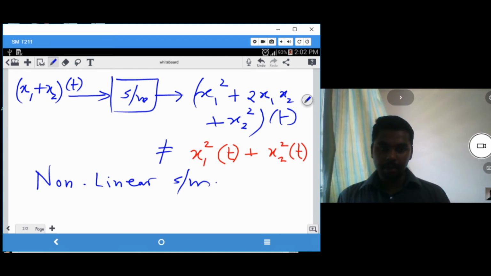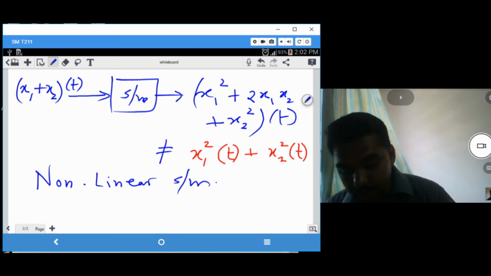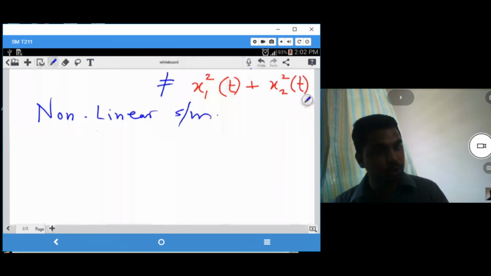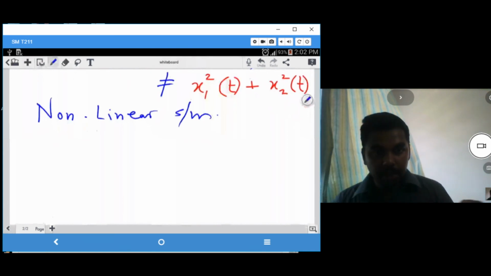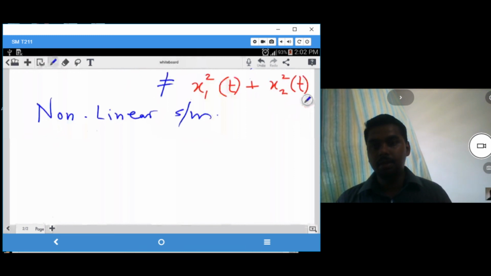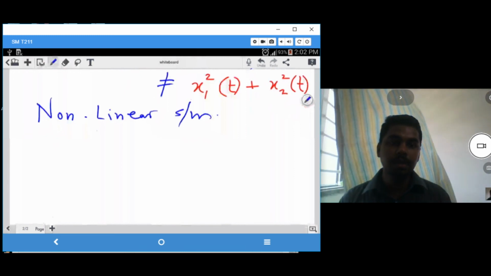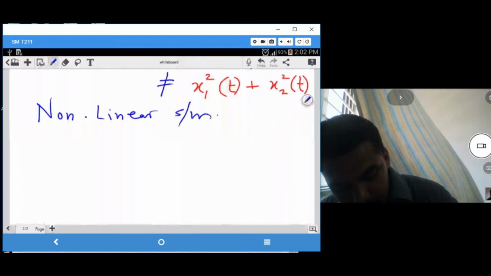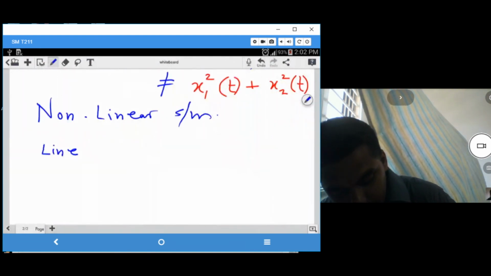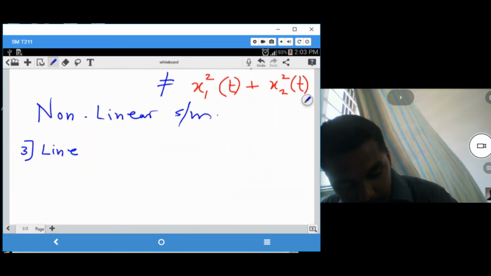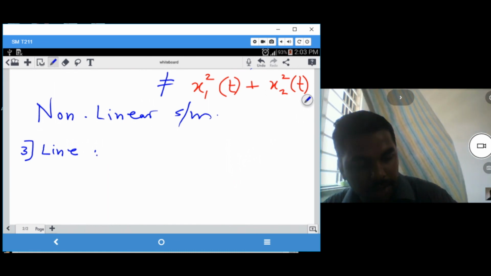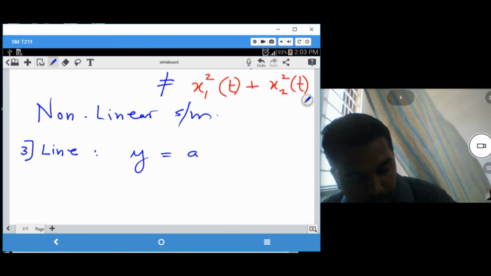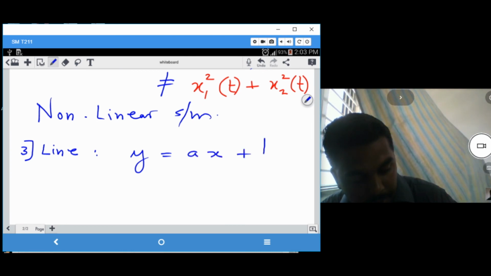Now let us come back to the definition of linearity once again. We define linearity to be composed of additivity and homogeneity. And we defined that the term linear is derived from its base word line. So let us take the equation of a line here. So this is our third example. We are going to make a system look like a line. So we know that the equation of a line is y equal to some ax plus b.